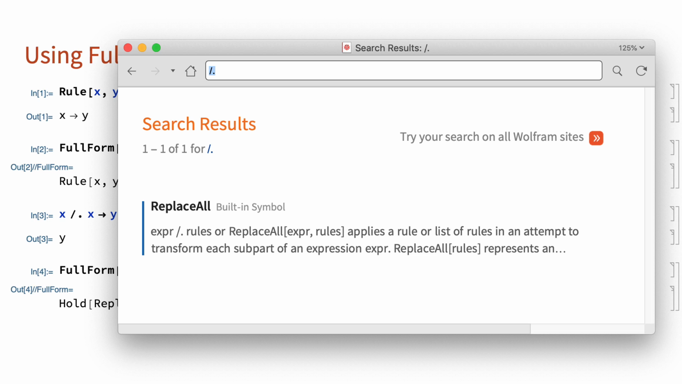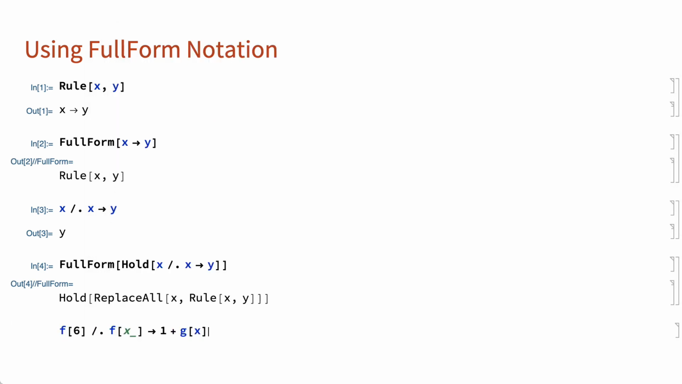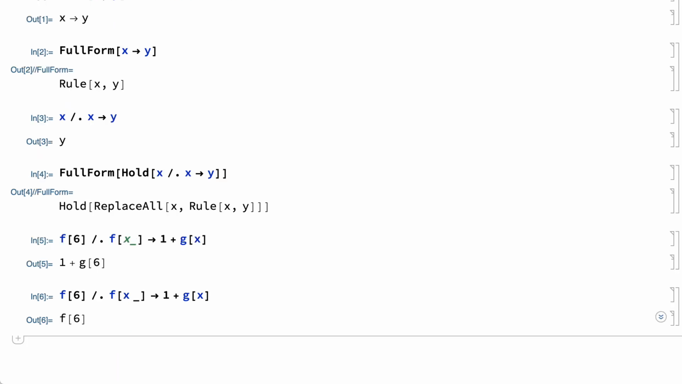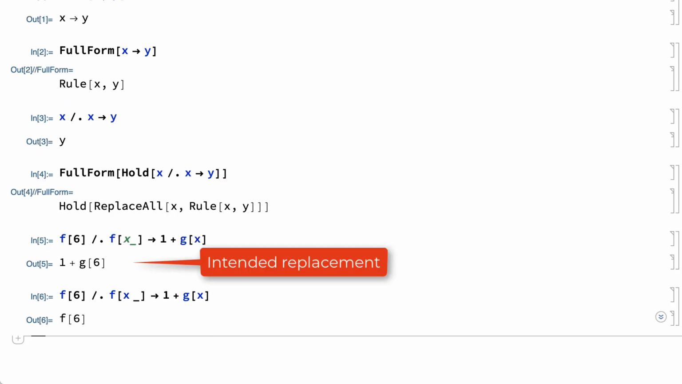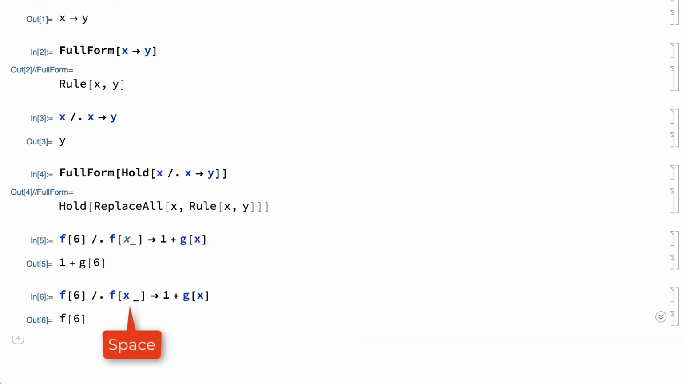FullForm is often useful for analyzing inputs that do not work as intended. For example, here are two similar looking inputs that apply a replacement rule. The first input does the replacement as intended, but the second input does not. The only immediate evidence of a difference between these inputs is a small bit of space between the X and the underscore character in the second input, which changes the pattern on the left side of the rule so that the rule does not match.